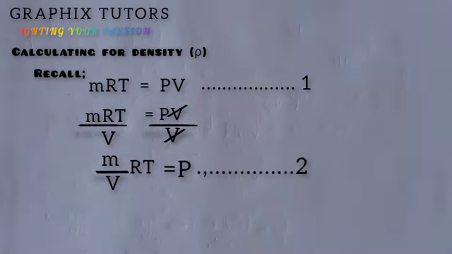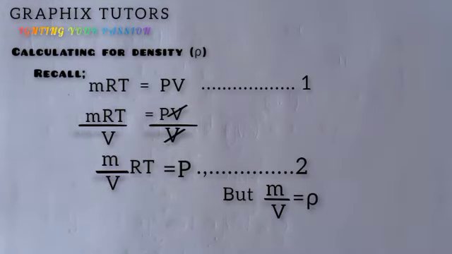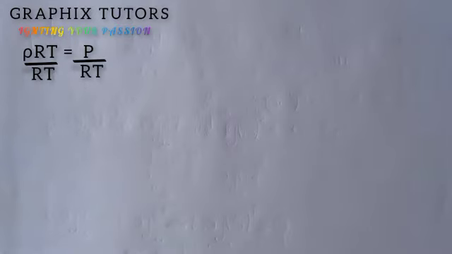Now in equation 2, the mass over volume is given as what? Density. If you recall, density is what? Mass over volume. Now if you input the density into equation 2, we'll be left with the density times R, which is the gas constant, times the temperature, equal to the pressure. Now you make the density the subject of the formula. How will you do that? You are going to divide both sides by RT.